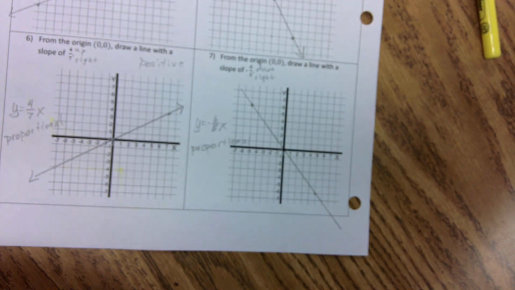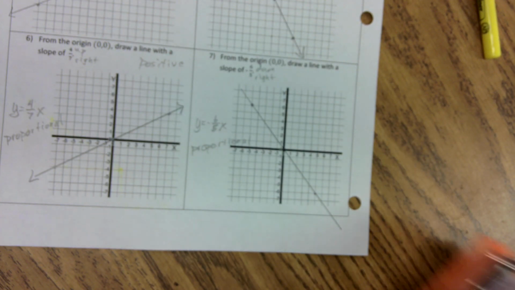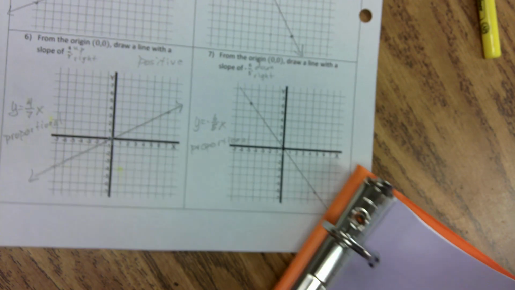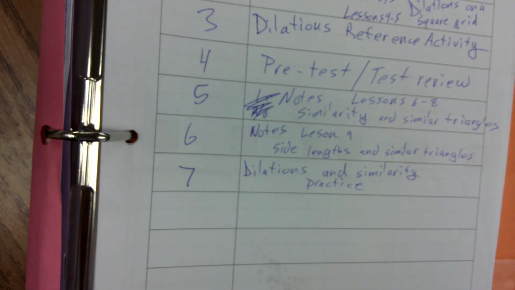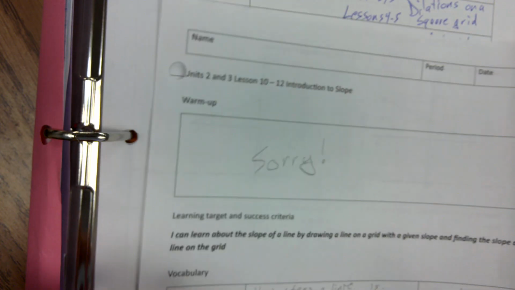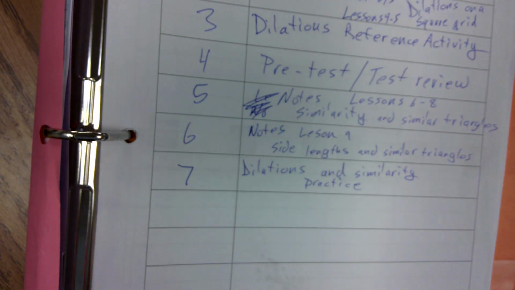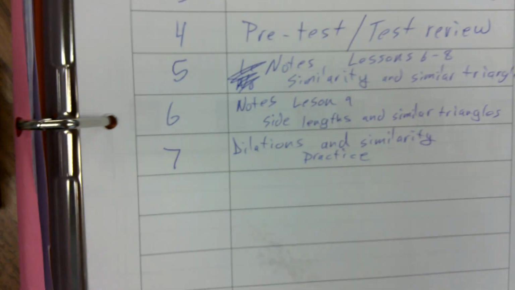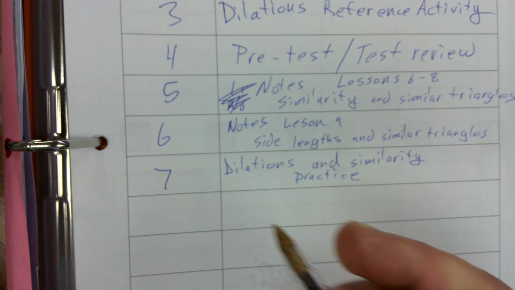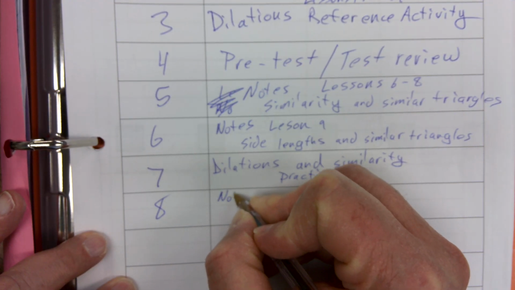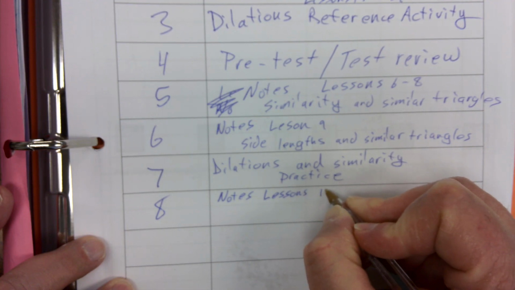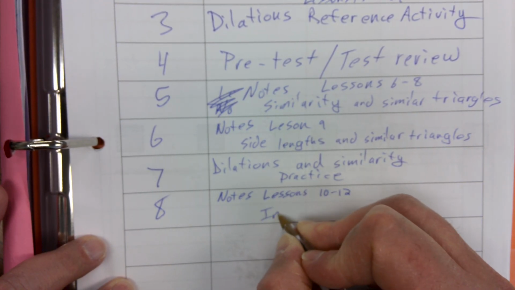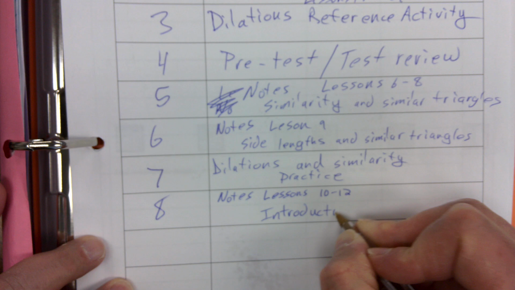Just so we're clear here, we're going to be putting this in our binder. In your table of contents, this is going to be number 8. I called this lesson 10 through 12, Introduction to Slope. We'll say notes, lessons 10 through 12, Introduction to Slope.